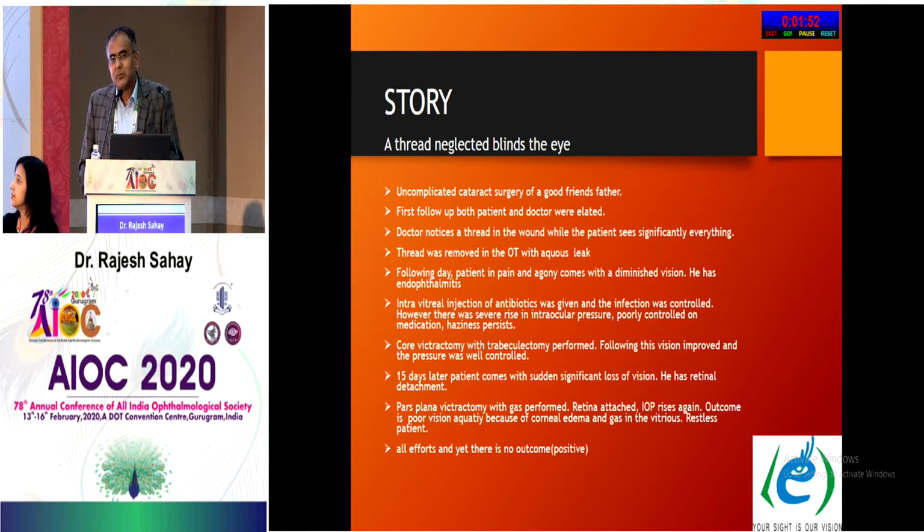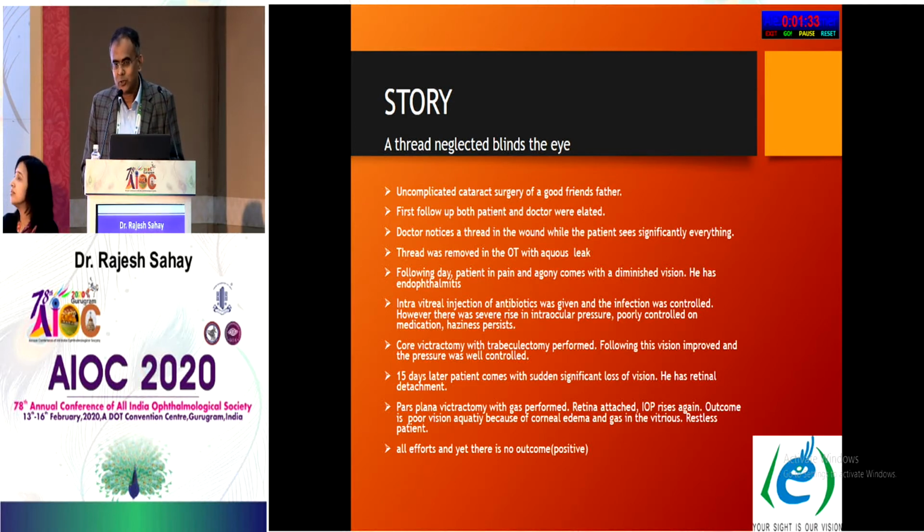But to me, when I took the intraocular pressure, it was on the higher side. So I asked him to massage the globe. Maybe that will keep the bleb filtering and the pressure on the lower side. Fifteen days later, he comes back. That time again, not able to see anything. He had an RD.